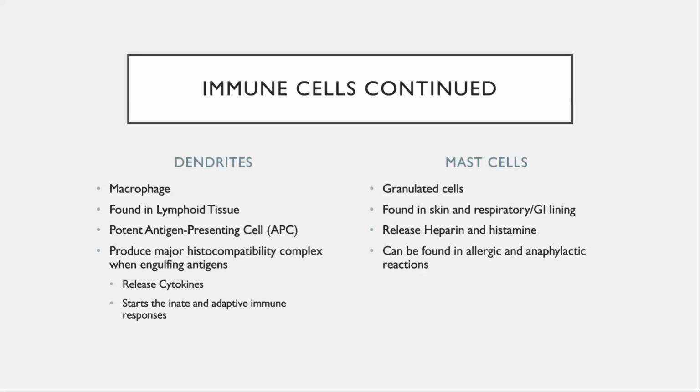responses. Mast cells are granulated cells found in the skin, respiratory, and GI lining, and they release heparin and histamine. Mast cells are found in abundance when someone is having an allergic reaction or anaphylaxis.